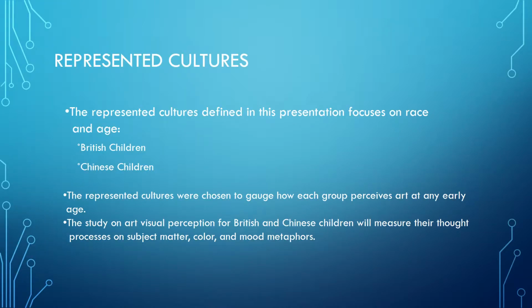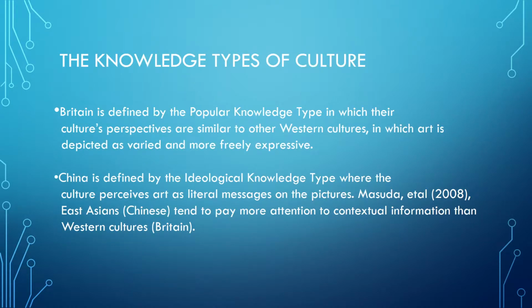The represented cultures. The two cultures represented in my presentation focus on race and age. That is the British children and the Chinese children. The represented cultures were chosen to gauge how each group perceives art at an early age. The study on these visuals for British and Chinese children will measure their thought processes on subject matter, color, and mood metaphor.